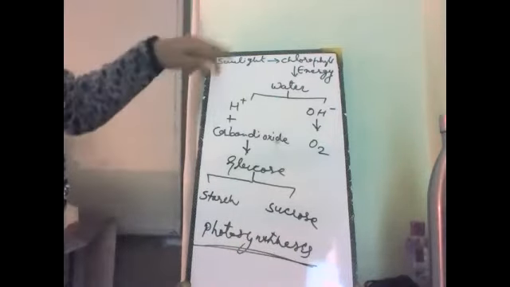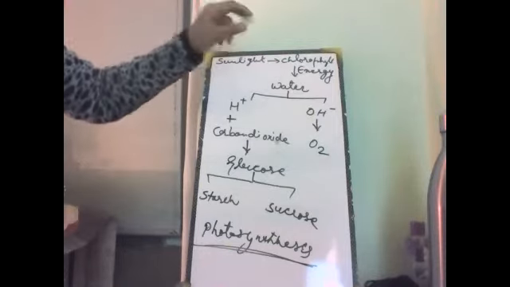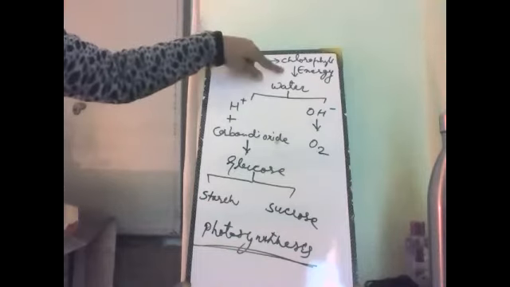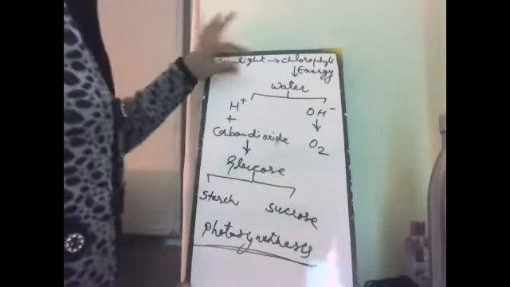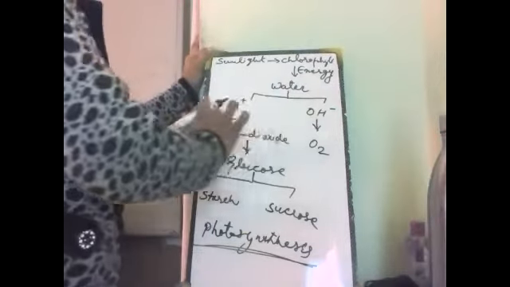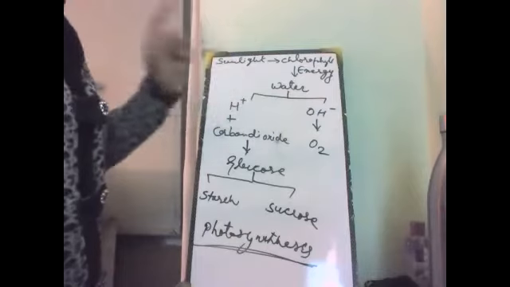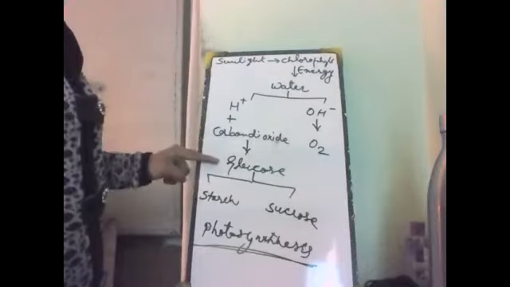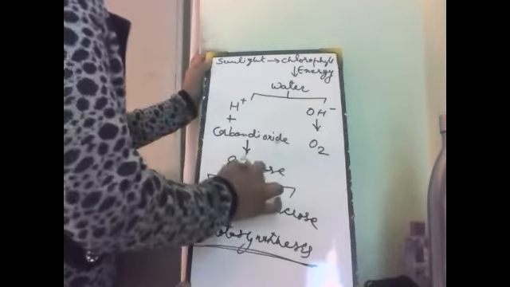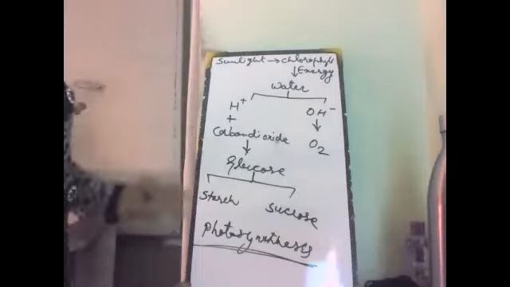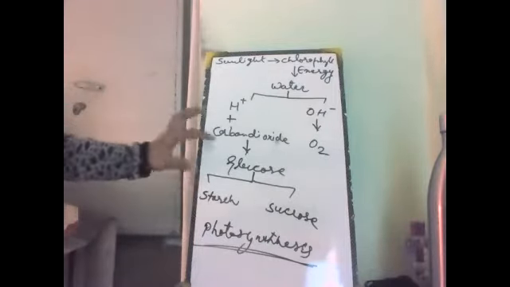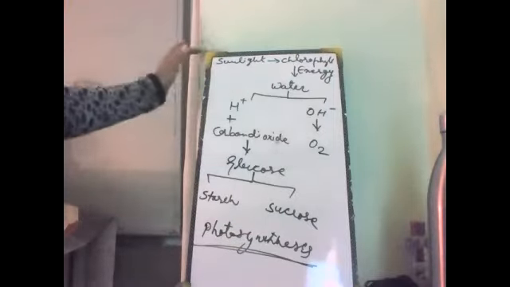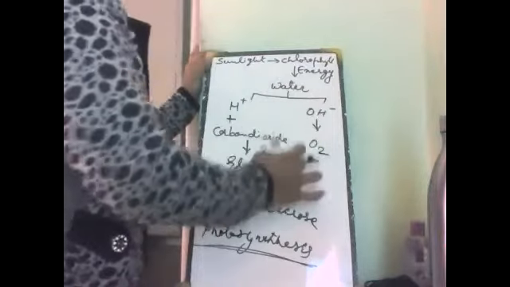Sunlight falls on the leaf and the leaf contains chlorophyll which traps the sunlight's energy. This energy is required for the splitting of the water molecule into hydrogen ion and hydroxyl ion. Hydrogen ion combines with carbon dioxide and forms glucose. There are two forms of glucose. These are the complex forms of glucose. One is starch and the other is sucrose.